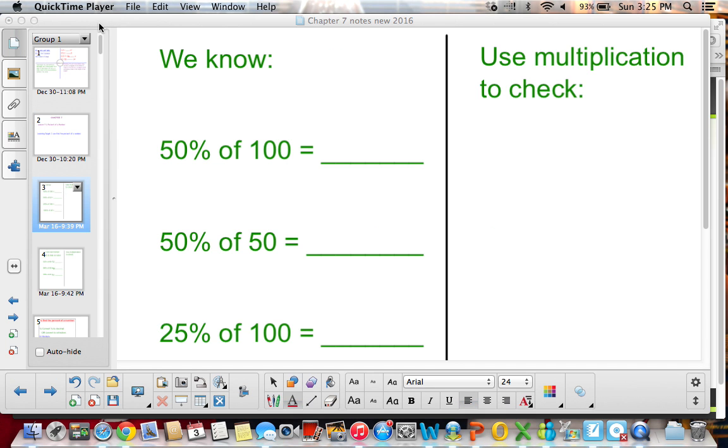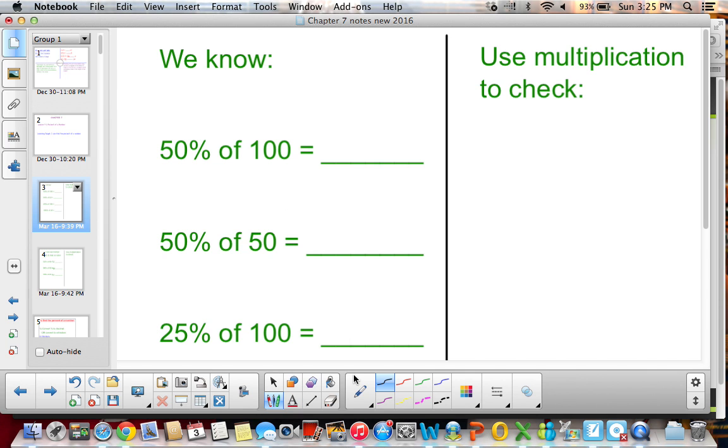So just with our previous knowledge, we already know that 50% of 100, which is 50%, is half, so we know that half of 100 is 50. We know that 50% of 50, because 50% again is half, is 25. And we know that 25% of 100 is also 25, because any percent out of 100 would be that number, since percents are out of 100.